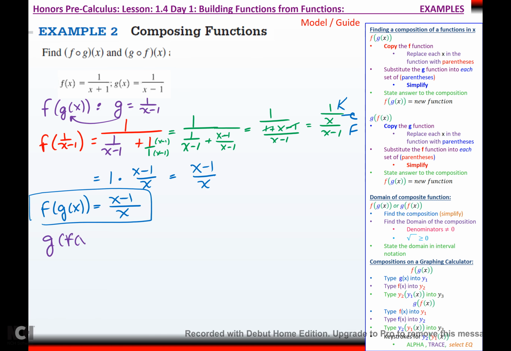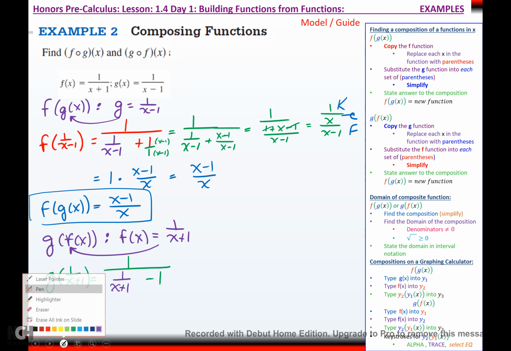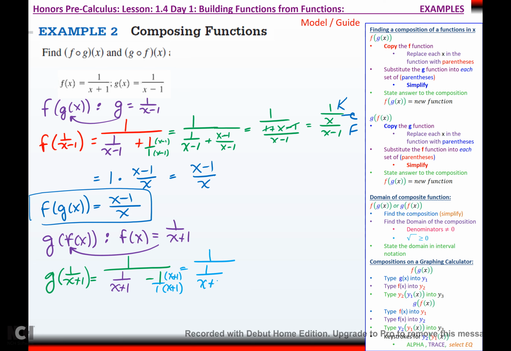Okay, then define g of f of x. G of f of x says start at the f party, which equals 1 over x plus 1, and take it to the g party. So I'm finding g of 1 over x plus 1. And my g party says 1 over whatever you brought minus 1. And I'm bringing 1 over x plus 1, which means I need a common denominator, which is going to be x plus 1. So on the bottom I got 1 over x plus 1 minus x plus 1 over x plus 1.